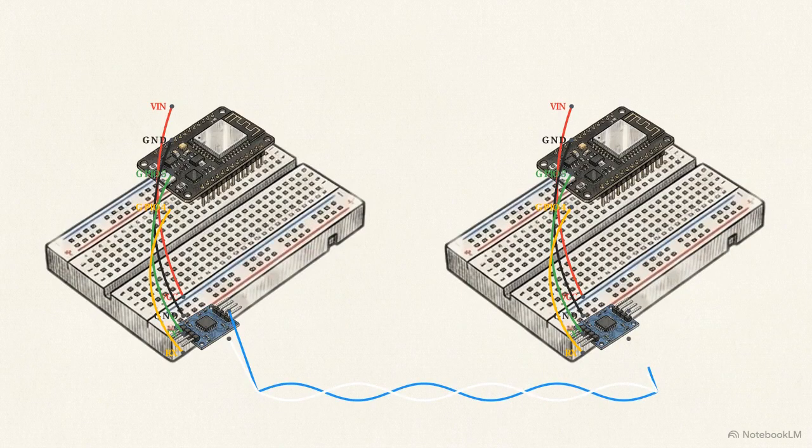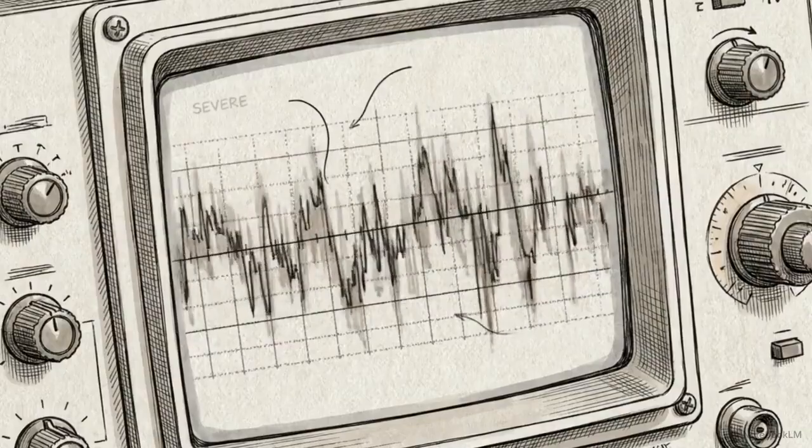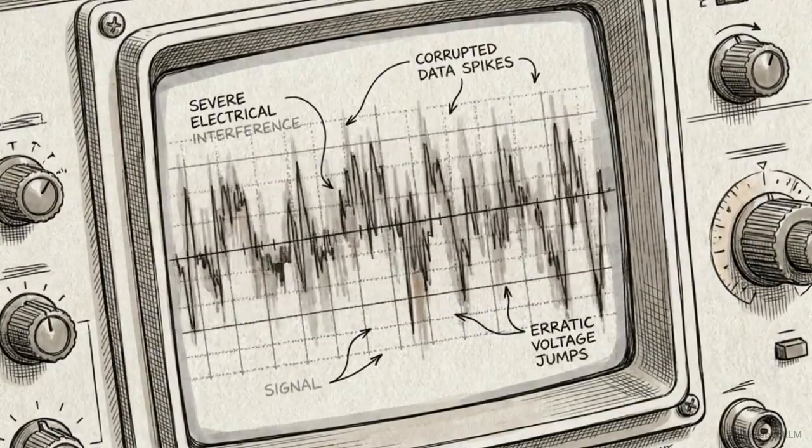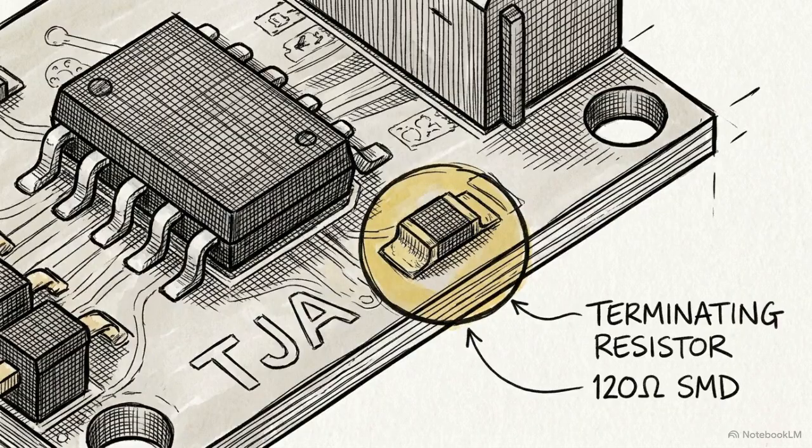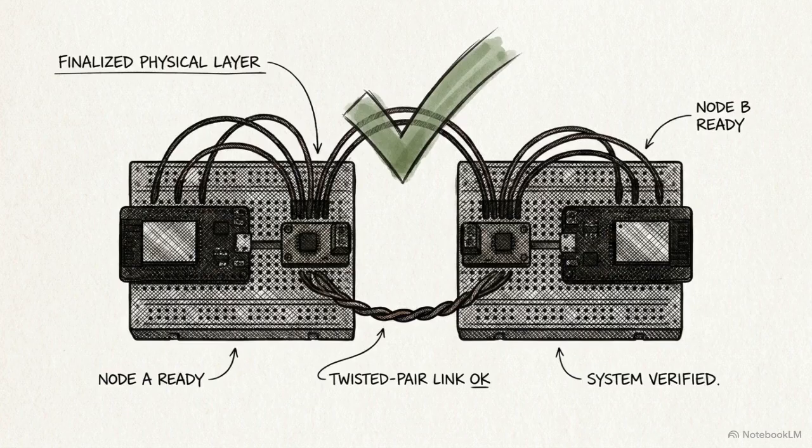Then, physically connect them by running twisted wires between the boards, wire CAN high to CAN high and CAN low to CAN low. In a high-speed data bus, signal reflections can bounce back and corrupt the communication if the line is left open. To prevent this, the far ends require 120-ohm terminating resistors, which the TJA1050 modules have pre-installed. With logic pins wired, boards linked, and the line terminated, our physical layer is complete.